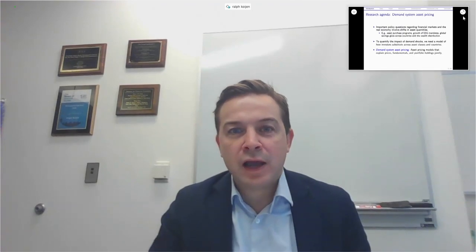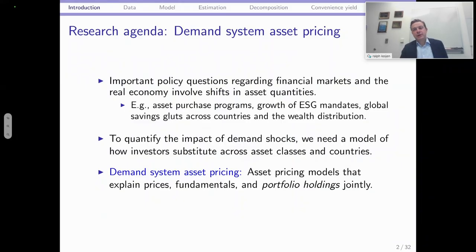So this is joint work with Motohiro Yogo. And I will start off by first giving a broader introduction in terms of what our research agenda is about. So as was just mentioned, our approach to thinking about asset pricing is trying to connect portfolio quantities and asset prices together.